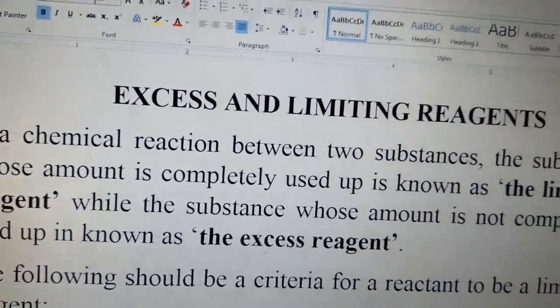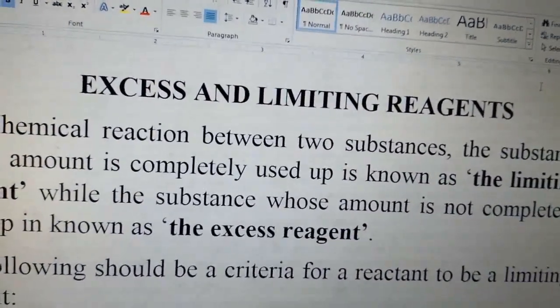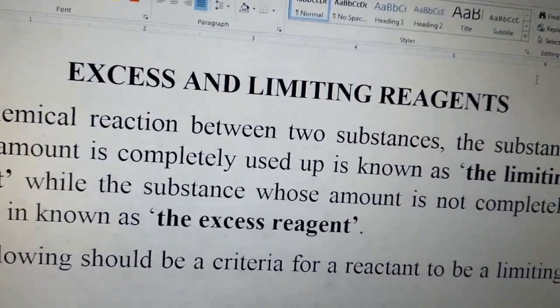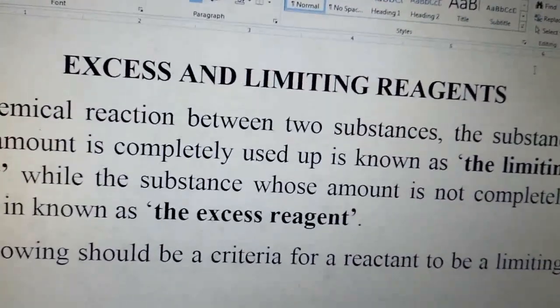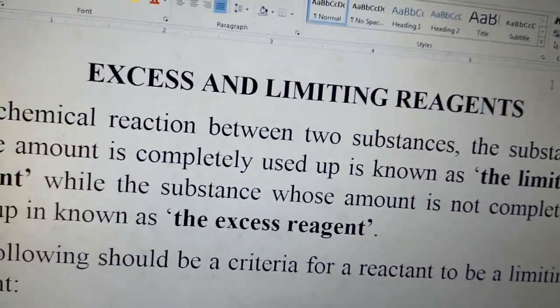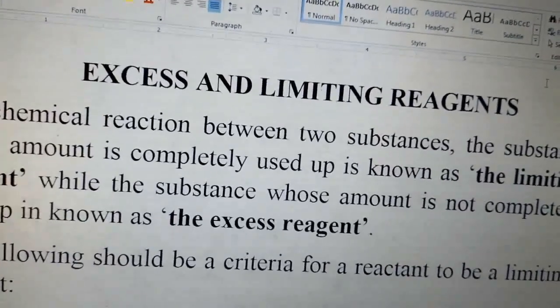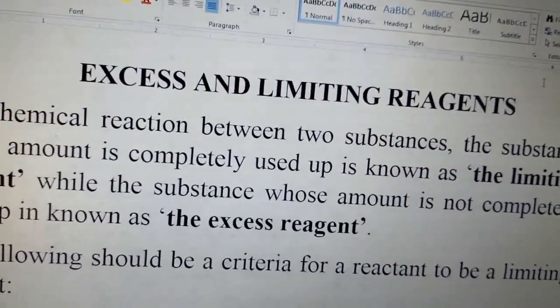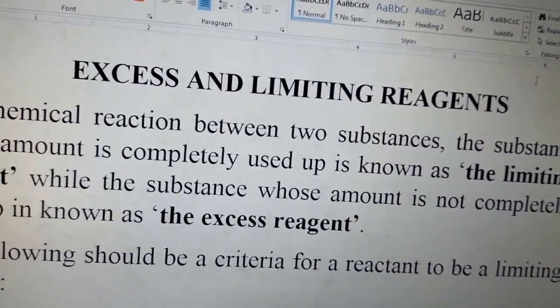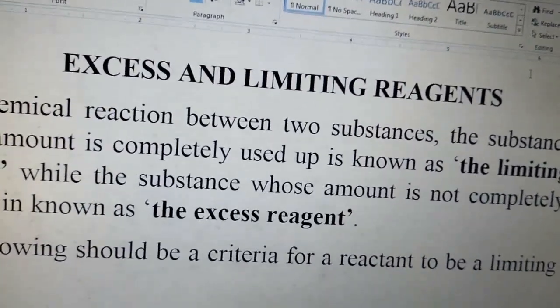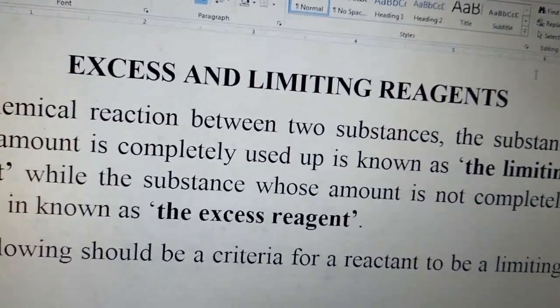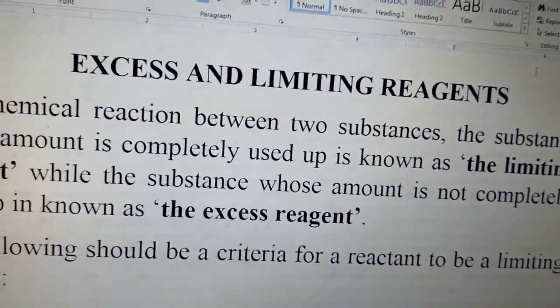So sometimes in chemical reactions, reactants are introduced in different quantities. The question is, which of the reactants is considered to be in excess and which of them is considered to be limiting? So reagents are nothing but reactants or chemical substances that are involved in a chemical reaction. So reagents also mean reactants.